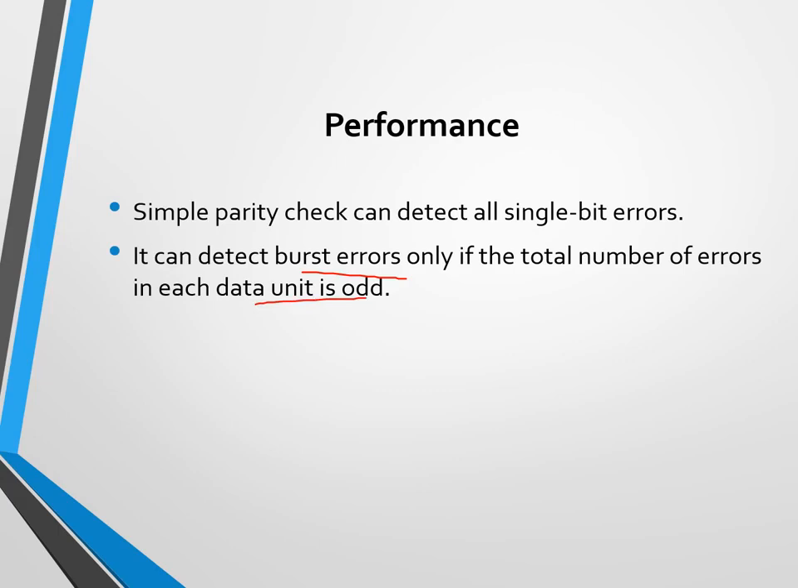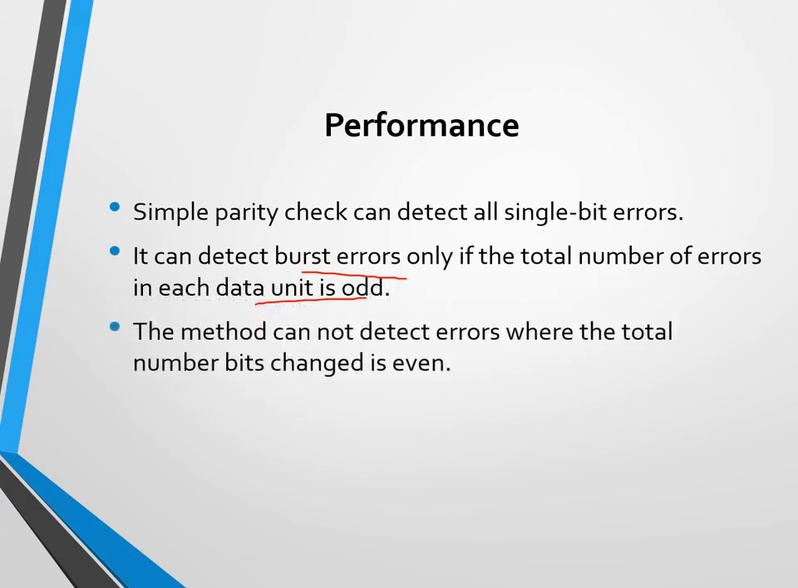Meaning if the number of ones is not even, if it is odd, this is the only way it will detect that there is some error in your bits. So this method cannot detect errors where the total number of bits in error is even. But sometimes it can happen that an error has occurred in your data, but the number of ones still remains even. Then how can we identify? So how will we identify that there is still some error?